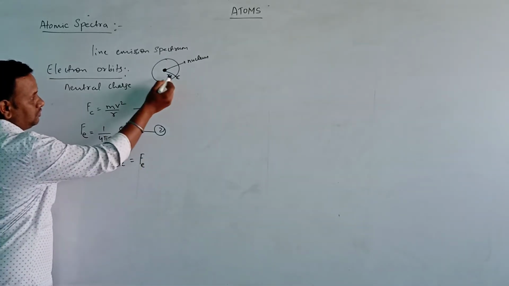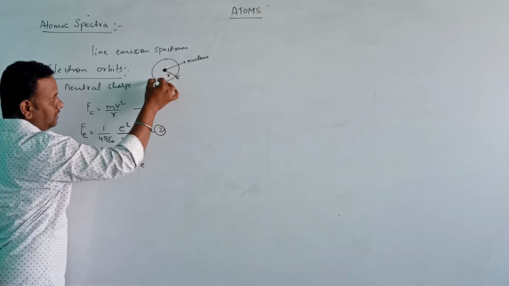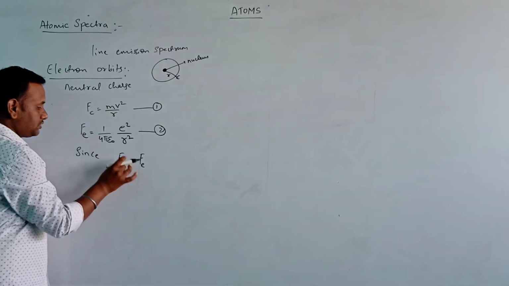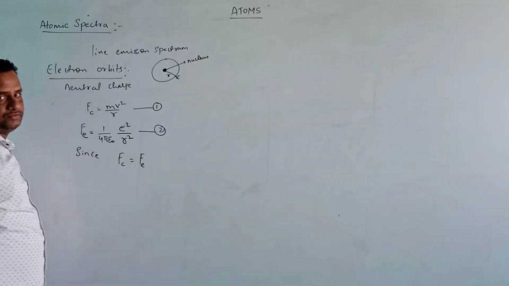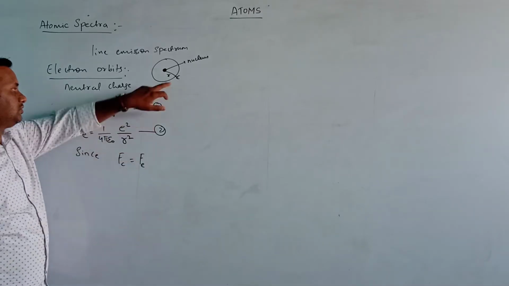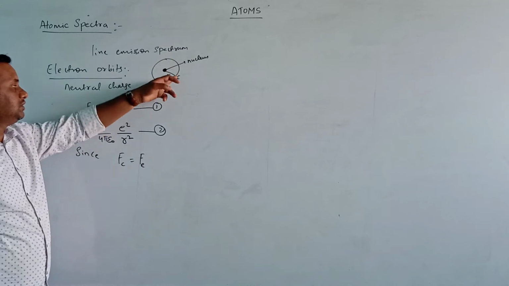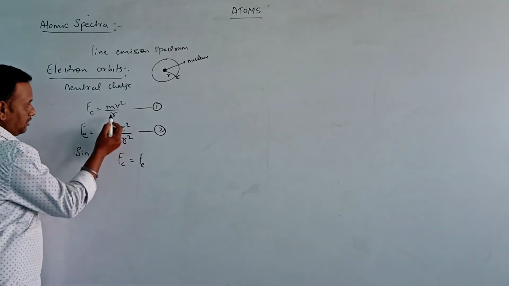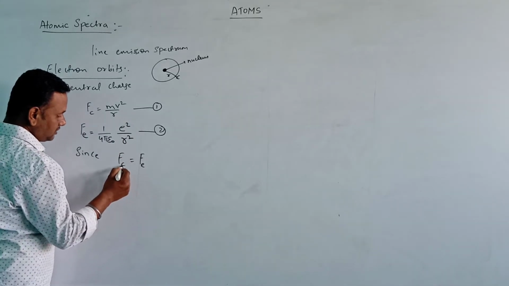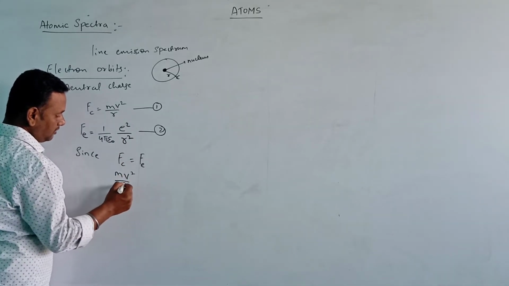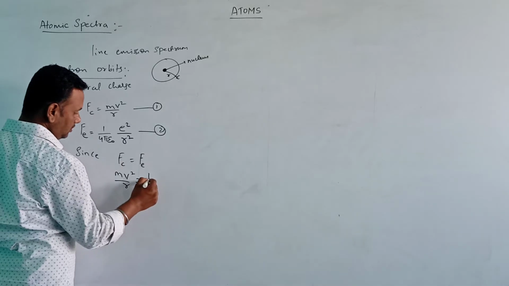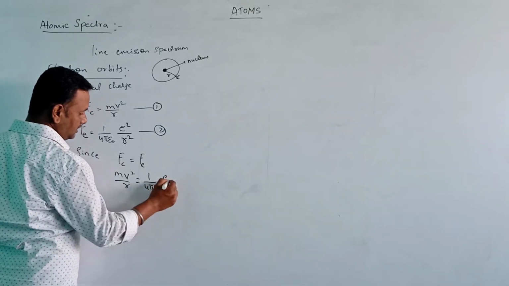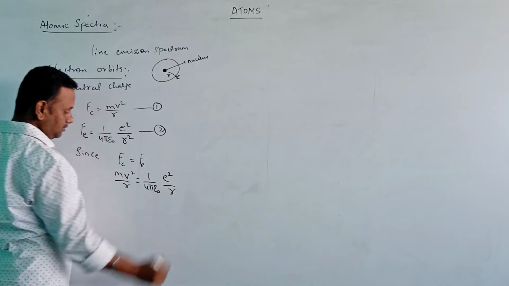Because for the electron to revolve in its stable orbit, these two forces must always be equal. Then only is the electron going to revolve around the nucleus in its stable orbit. So Fc is equal to mv square divided by r, equal to 1 by 4 pi epsilon naught e square divided by r.